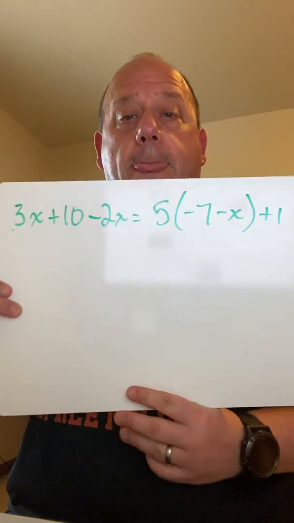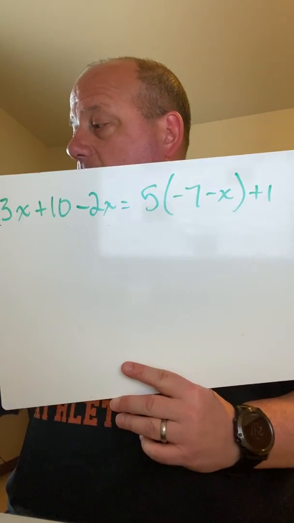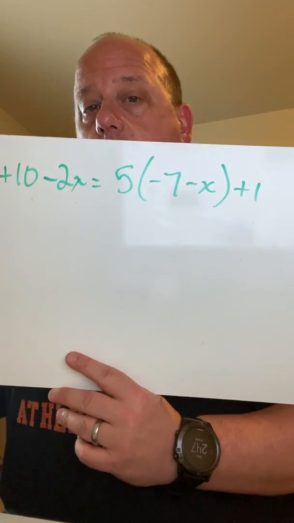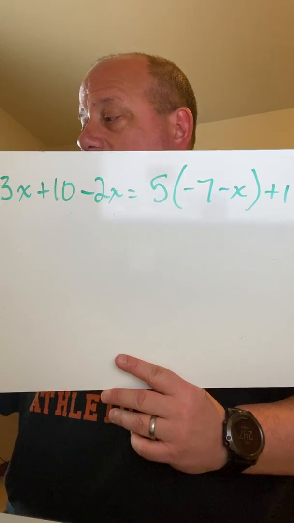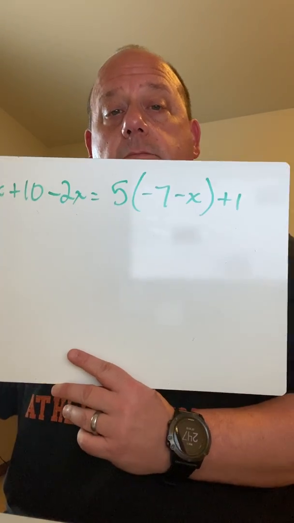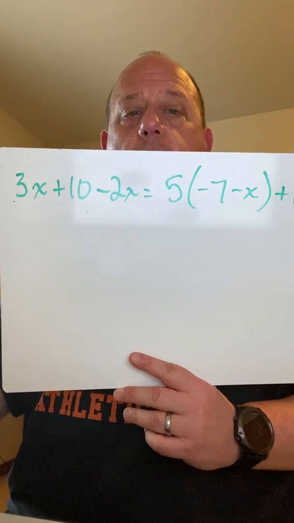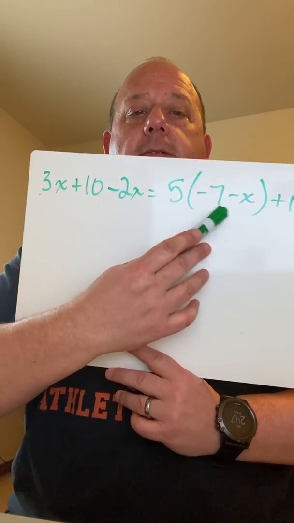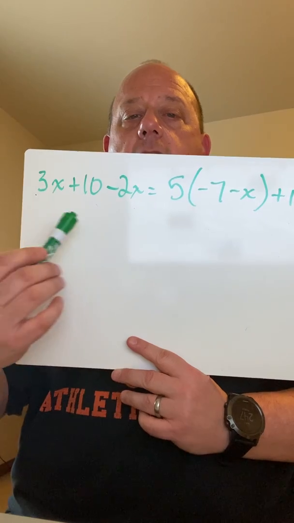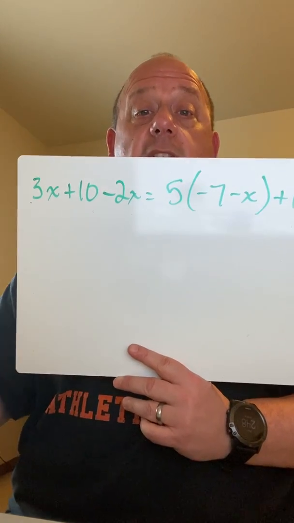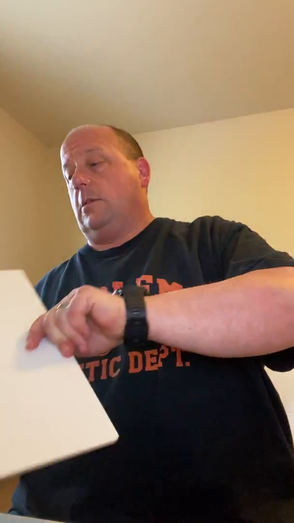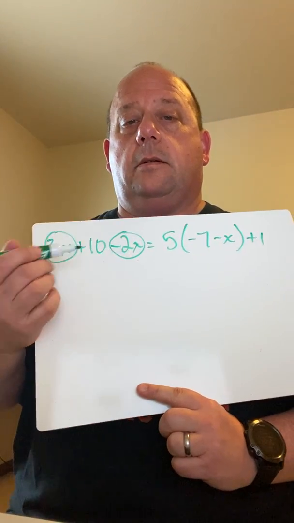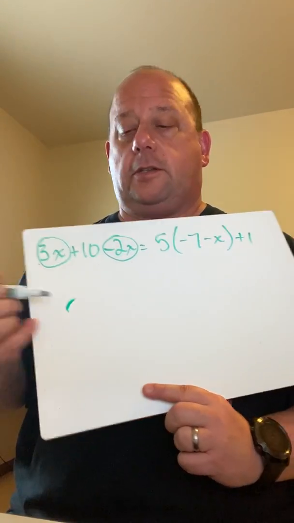Okay? So if you pause it, try to write it out, this is what it should look like. 3x plus 10 minus 2x is equal to 5 times the quantity of negative 7 minus x plus 1. Okay? Get rid of the parentheses on this side by distributing 5 throughout it. Combine the like terms, the x's over here. It's going to make it look a little bit nicer, a little bit less hideous. When you combine the like terms, a negative 2x and a 3x on that side, it should just make a 1x, or just x.